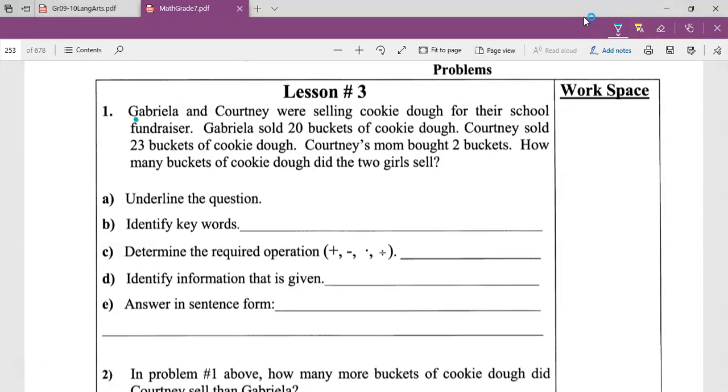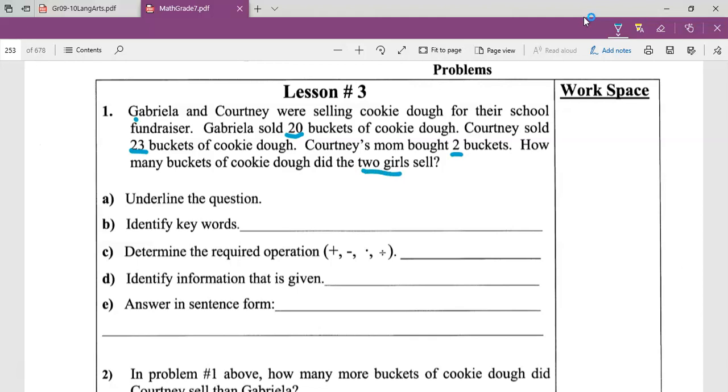All right, Gabriella and Courtney were selling cookie dough for their school fundraiser. Gabriella sold 20 buckets of cookie dough. Courtney sold 23 buckets. Let's go ahead and underline. We know we're going to need that number. Courtney sold 23 buckets of cookie dough, and then Courtney's mom bought 2. So those are key figures that we need to deal with. How many buckets of cookie dough did the 2 girls sell?